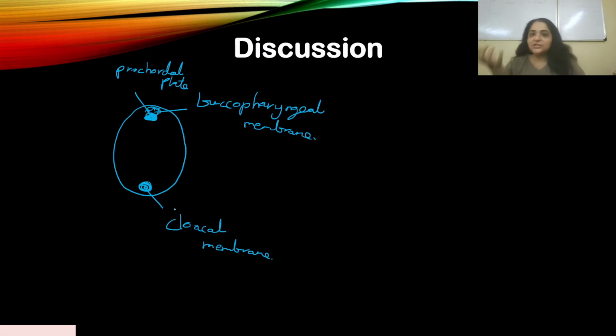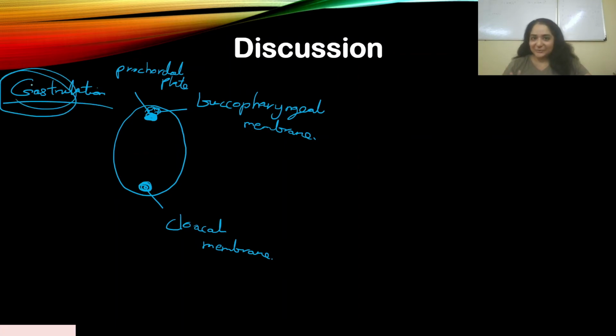Now this whole transformation of 2 layers to 3 layers is called gastrulation. It has nothing to do with the stomach. Please don't assume that gastrulation, if they ever ask you the definition and if there is a definition related to stomach, that's incorrect. Gastrulation has nothing to do with stomach. Think of it in embryology. It's the transformation of bigerminal layer into trigerminal layer. Okay, that's gastrulation.